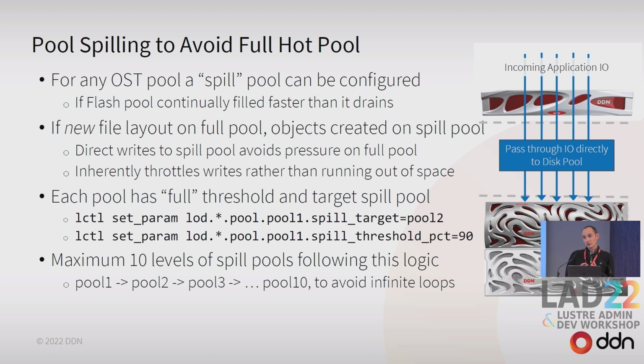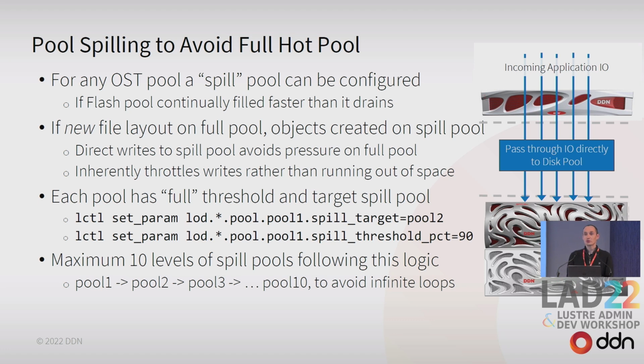So the spill pool mechanism avoids this problem by detecting that the initial pool is full, and then automatically and directly creates the new file on the spill pool. So it releases pressure on the full pool, and at the same time, it throttles down write speed, but this is to avoid running out of space, obviously.